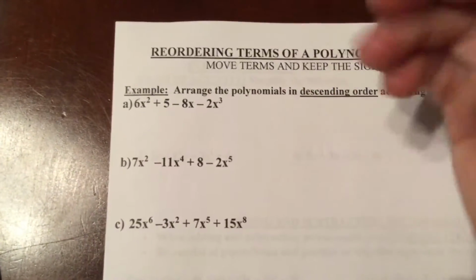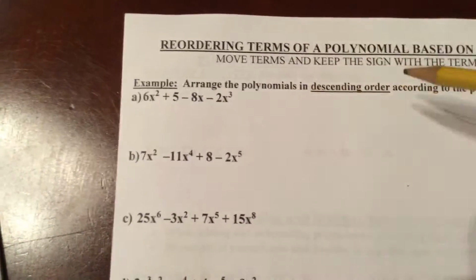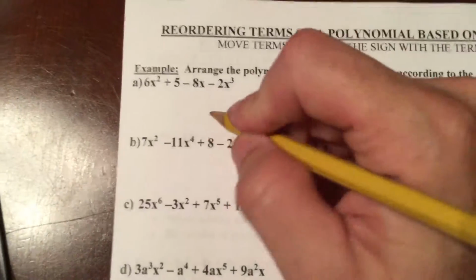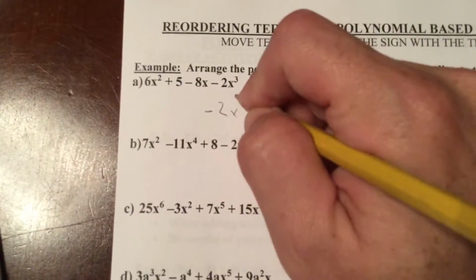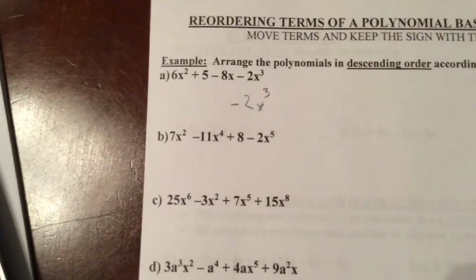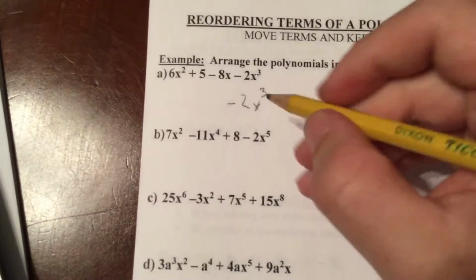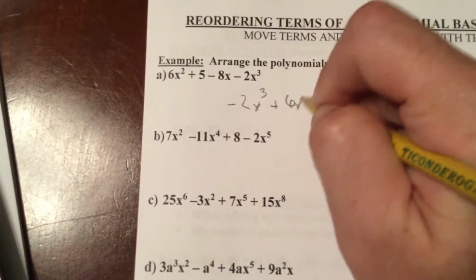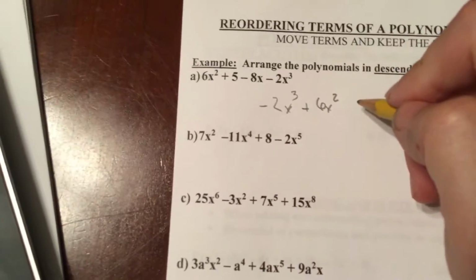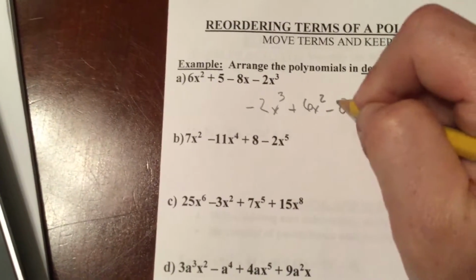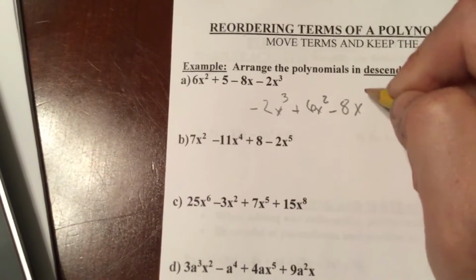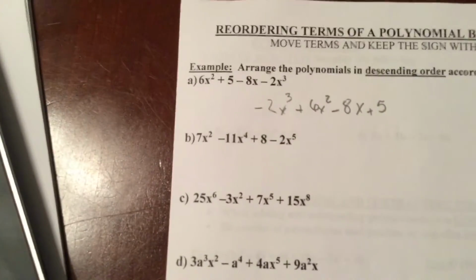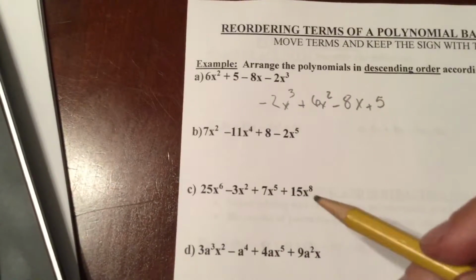So to arrange in descending order, that means the largest exponent, which in this case is negative 2x to the third. Since 3 is the largest exponent, it goes first, followed by my positive 6x squared, negative 8, x is now to the first power, and then a positive 5 because I do not have an x. Same thing in my second term.